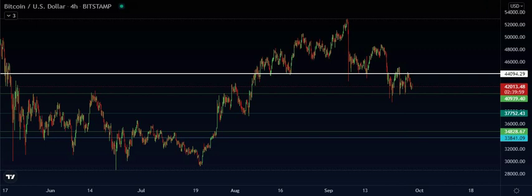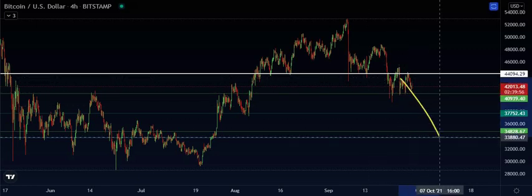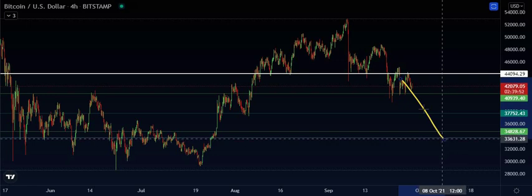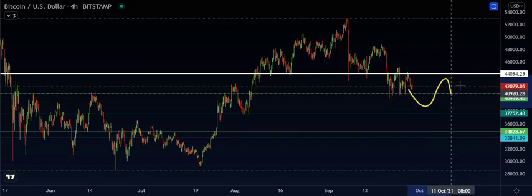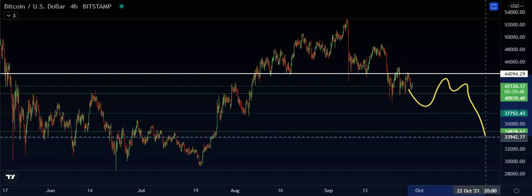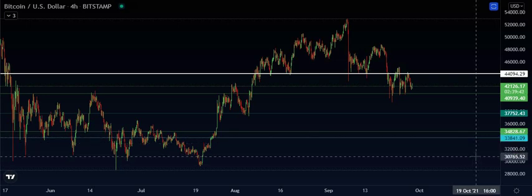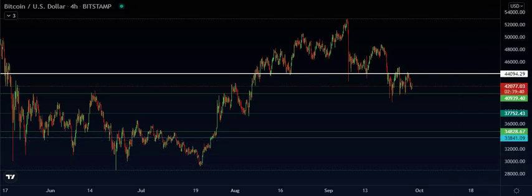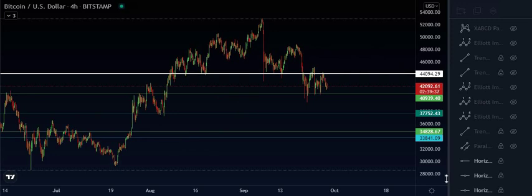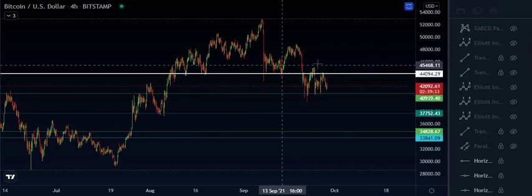Of course, we all know that Bitcoin does not just move down like this. You can decide to move down like this, but sometimes it might decide to mess around and then still go on to your targets. All right, so that's what we're going to look into in this next analysis that I'm about to give you guys. So now let's look at this from a different perspective.